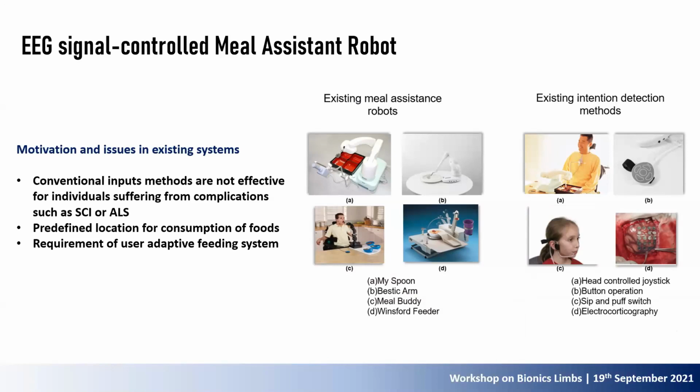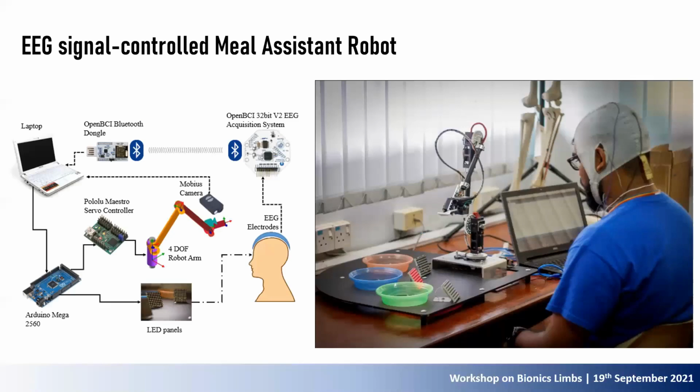So in this project, we aim to develop a meal assistant robot for patients suffering from complications such as spinal cord injuries, or SCI, or ALS. The proposed system has a 4 degree of freedom robotic arm with a spoon to feed the user and a miniature camera to detect the user's mouth position and open and close. Then we use an open BCI system to capture the user's intention via EEG. The developed system is shown in this figure, and we place 3 containers in front of the user to store the different dry foods.